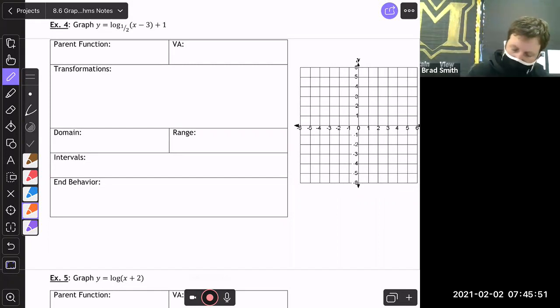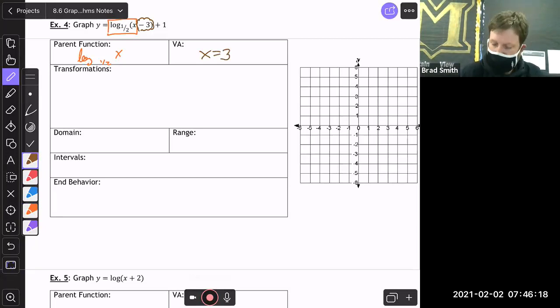All right. So here, my parent function is going to be the basic one, this one. So I got log base 1/2 of x. We're walking through this. What is my vertical asymptote here? Remember, your vertical asymptote is this number now, right? So x is equal to 3. A little bit different. What are my two transformations?